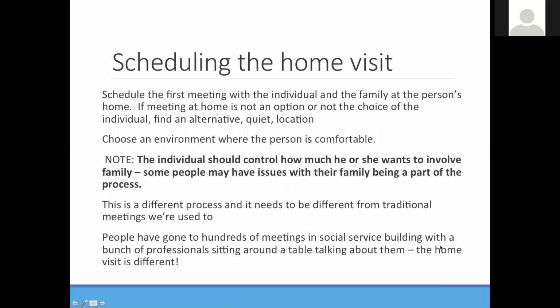So, scheduling the home visit. We want to schedule the first meeting with the individual and the family at the person's home. If meeting at the home is not an option, then we ask where they do feel comfortable and what that alternative, quiet, private location might be. The individual should have control at all times. However much they want to or not want to involve their family, we respect that. The ideal scenario is the person is comfortable with us being at their home and has various people in their life, who are unpaid and choose to be in the person's life, that can also attend the meeting.